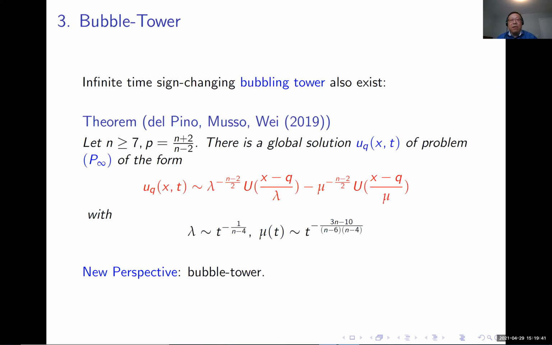So another kind of phenomenon that is interesting is the bubble tower. And so you can have, for the same parabolic problem, a bubble which is on the top of another bubble. And you can compute the blow-up rate, and all this, by reducing to the ODE problem. This is the bubble tower. Okay, this is the first time you have a bubble tower solution.